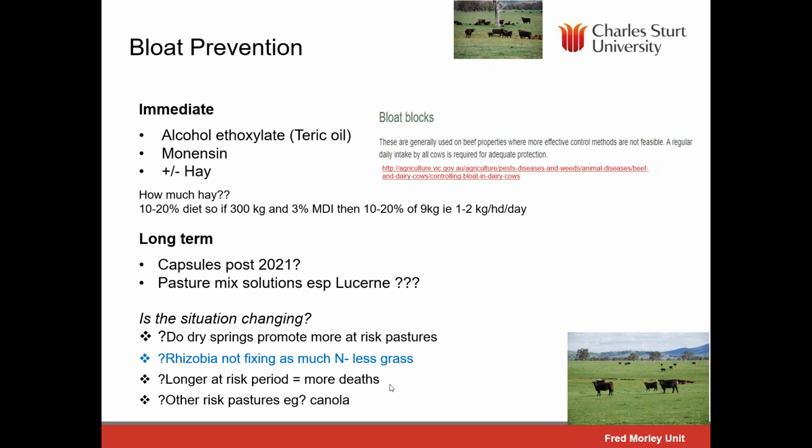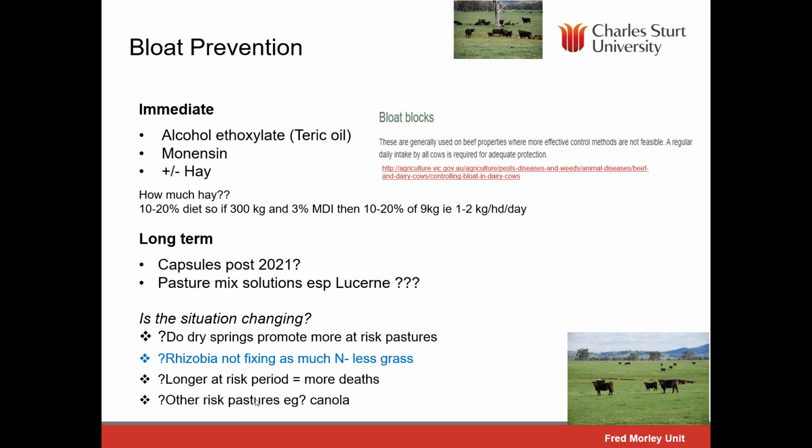I certainly think that over the last 5 to 6 years, we've been getting an increased length of our risk period. We used to consistently, if we were going to lose animals, lose them late July, early August here. Now we seem to lose them from the beginning of May till the beginning of October.